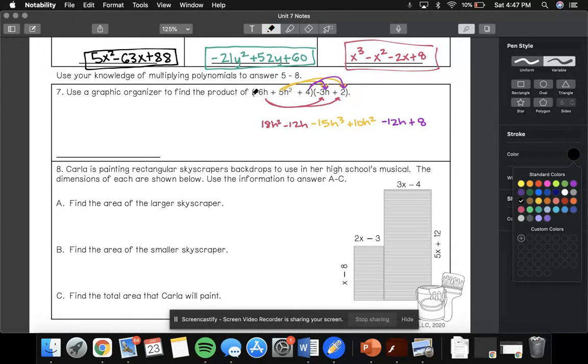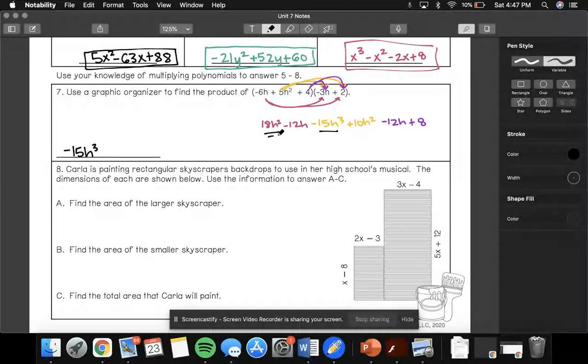Okay. So our highest exponent is negative 15h to the third. H to the second, 10 and 18, which would make 28. Regular h's, negative 8, 12, negative 12. And a lone 8.